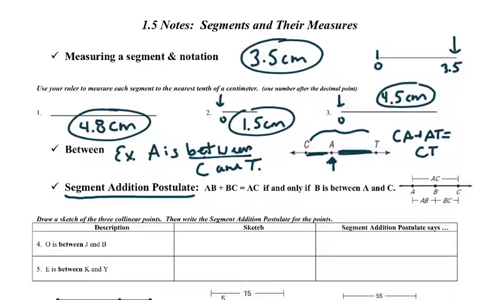So here we have it with A, B, and C. So here you see that B is between A and C. There's B, between A and C. And if we add up AB plus BC, we get the whole segment of AC.